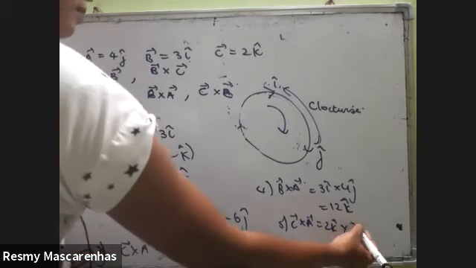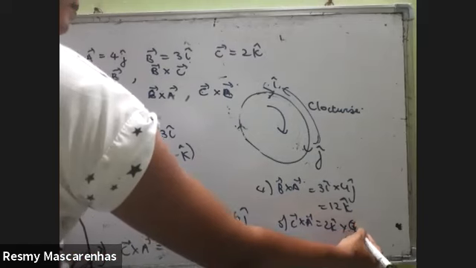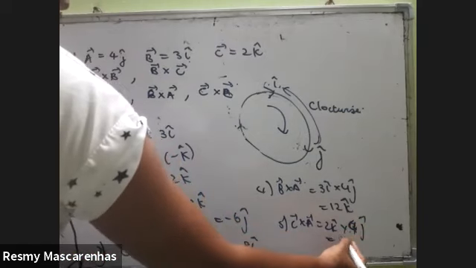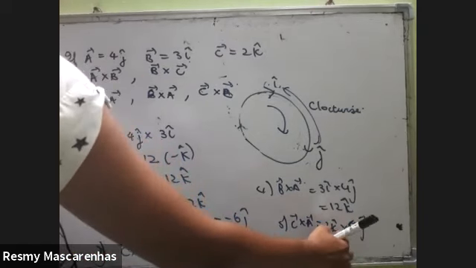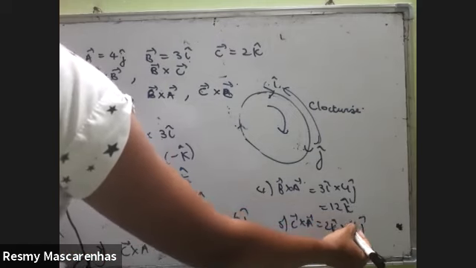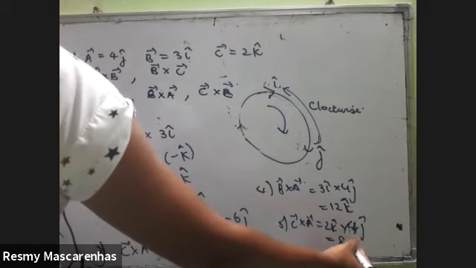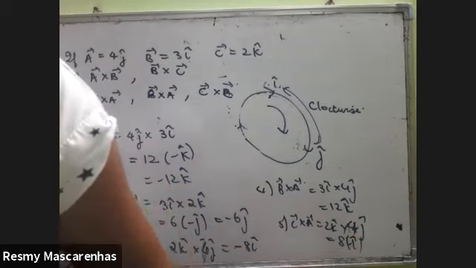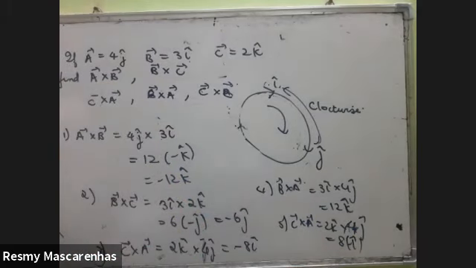Into 8. K comes for K. This is ulta. From K it is going to J. This will be minus I cap. Minus 8 I cap will be the answer. So this is how you can check. No need to learn by heart what is I cross J, what is J cross J.